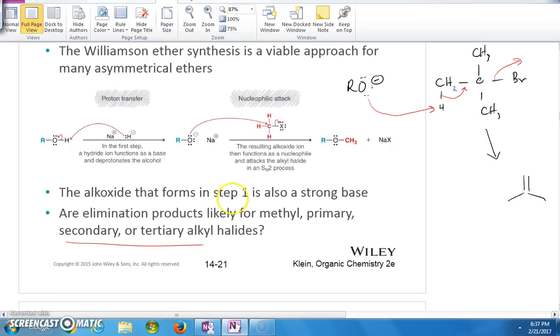The alkoxide that forms in the first step is a strong base, okay, and because it's a strong base, you cannot bring it into the vicinity of a secondary or tertiary alkyl halide, because it's going to lead to an elimination. So this method is only good for methyl and primary alkyl halides. You can use a primary alkyl halide in this case.